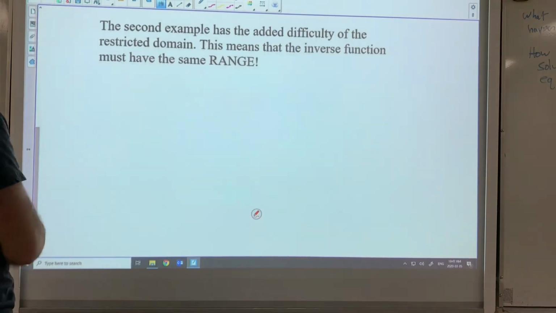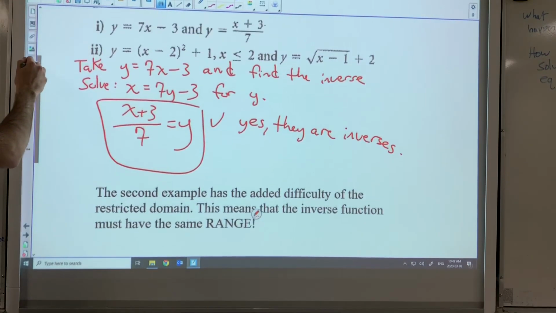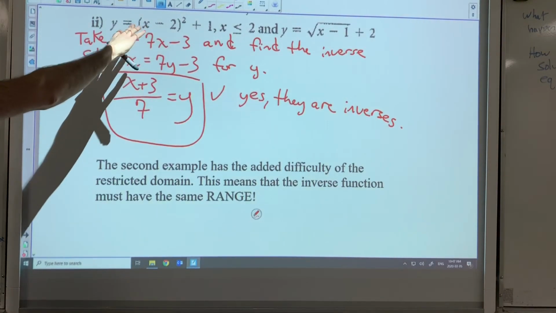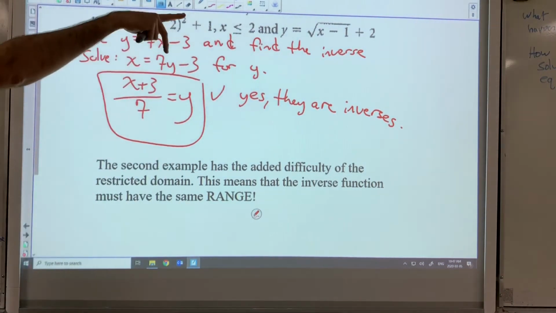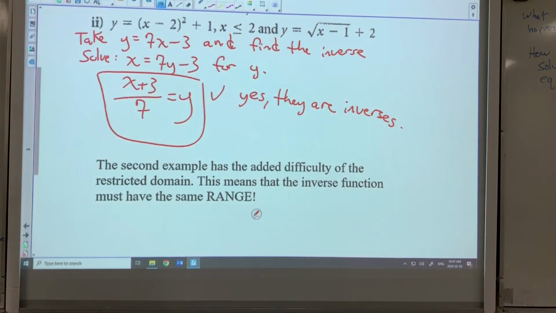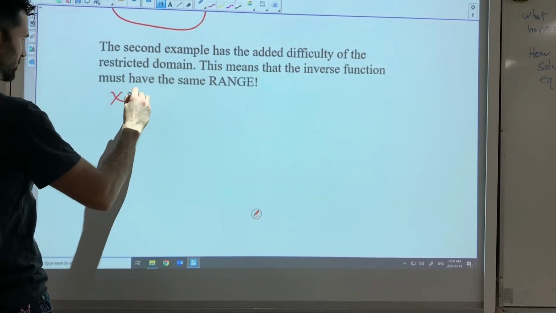What did I even write there? The second example. This means it must have the same range. Well, at the end of the day, I'm still going to take this one. I would take this and stay away from that one, and see if I can get that when I do the inverse. Ready? It doesn't work? I don't know, let's see.